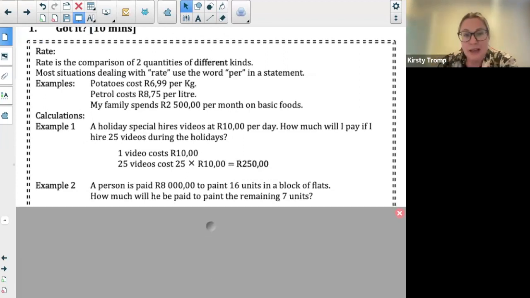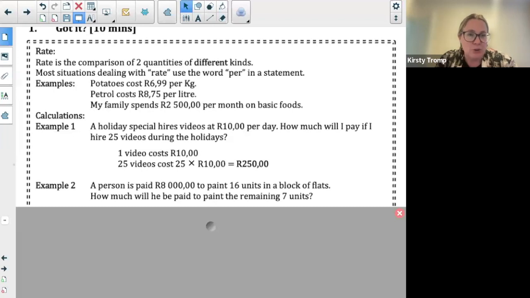Example number 2. A person is paid 8,000 Rand to paint 16 units in a block of flats. So they get 8,000 Rand if they paint 16 units. Units like a flat, hey? How much will he be paid to repaint the remaining 7 units? So you guys go and do some calculations there.